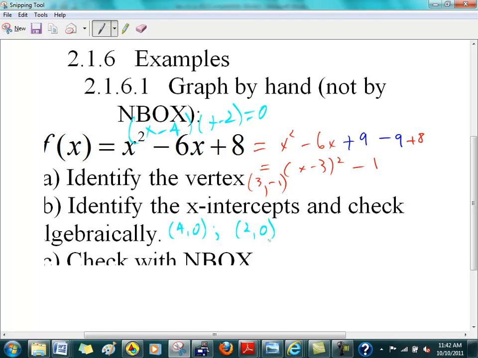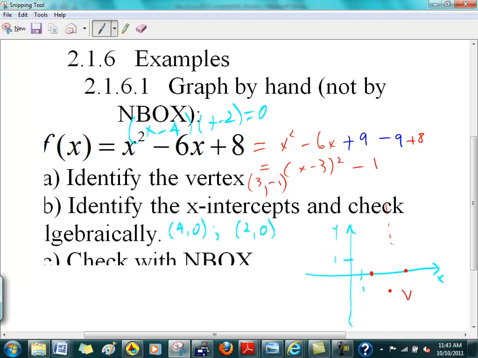All right. So we've got the major features here. Okay, so let's lay down our axis. What's the most important thing you do on the axis? Write the scale. Let's put the things in there so we know what's going on. So my intercepts are at 2, 0 and 4, 0. Here's my one intercept, here's my other intercept. My vertex is at 3, negative 1. So my vertex is in here.